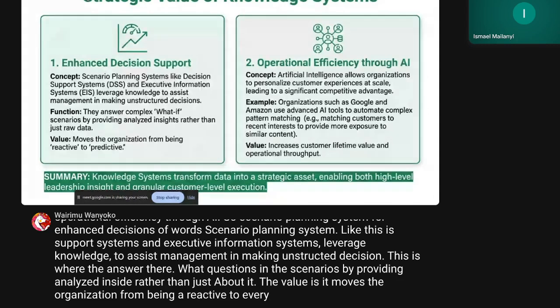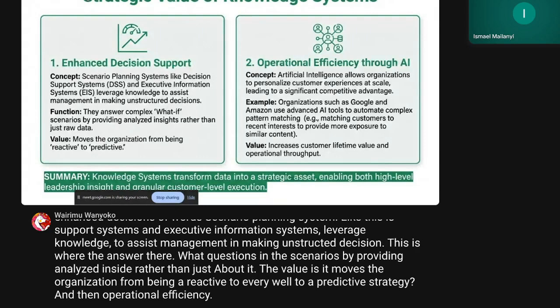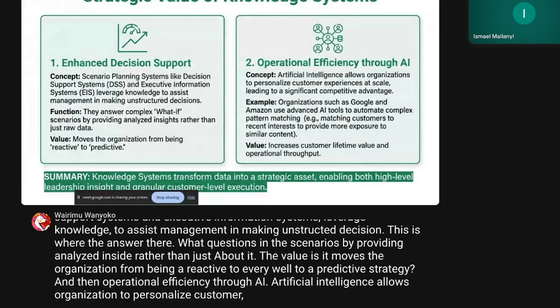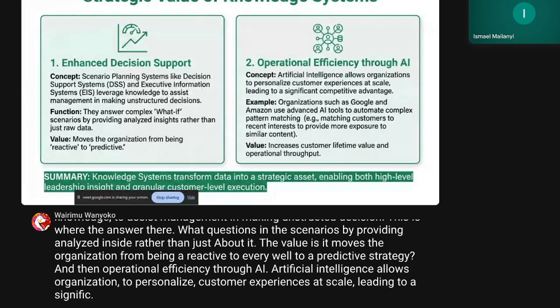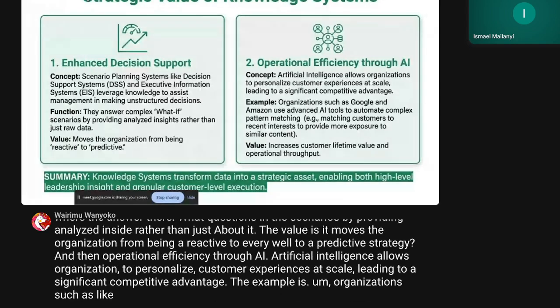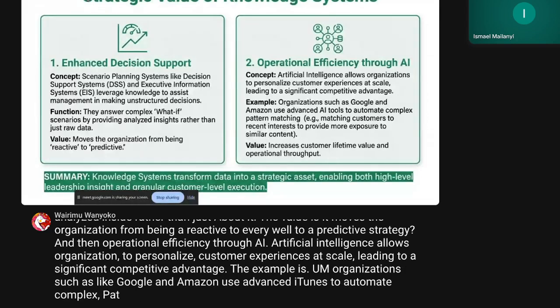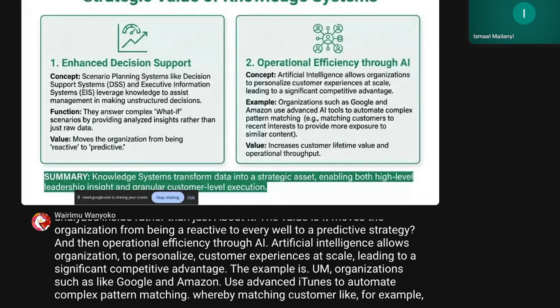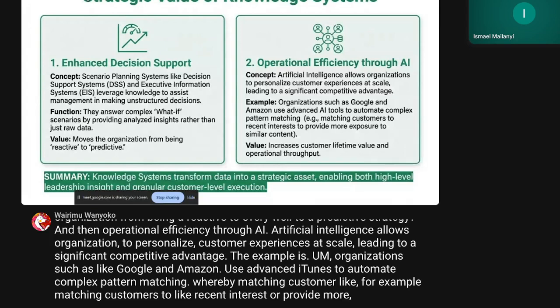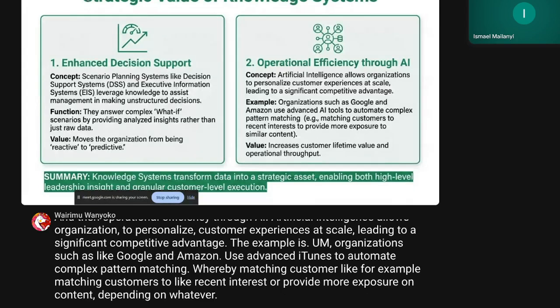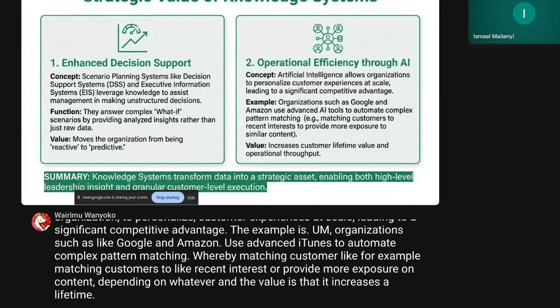And then operational efficiency through AI. Artificial intelligence allows organizations to personalize customer experiences at scale, leading to a significant competitive advantage. The example is organizations such as Google and Amazon use advanced AI tools to automate complex pattern matching, for example matching customers to recent interests or providing more exposure to content depending on whatever they've been clicking on. The value is that it increases customer lifetime value and operational throughput. So, next slide, please.